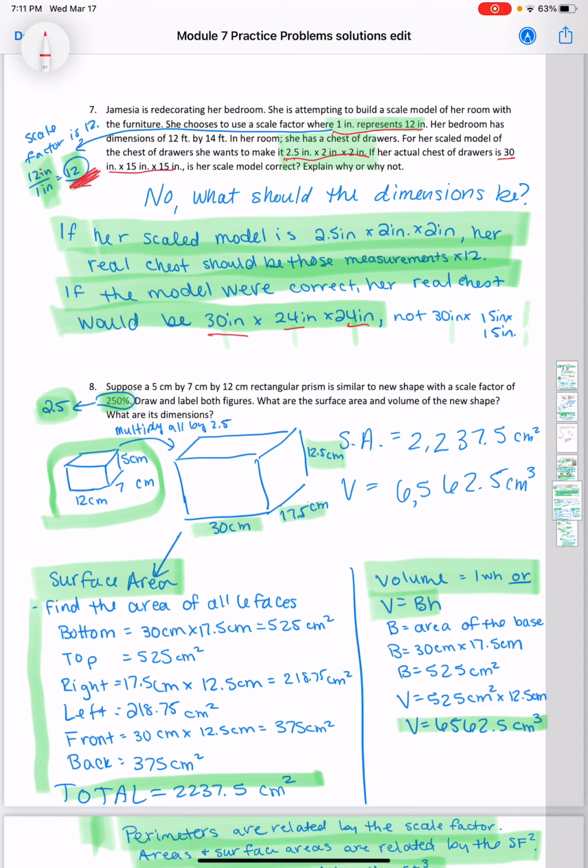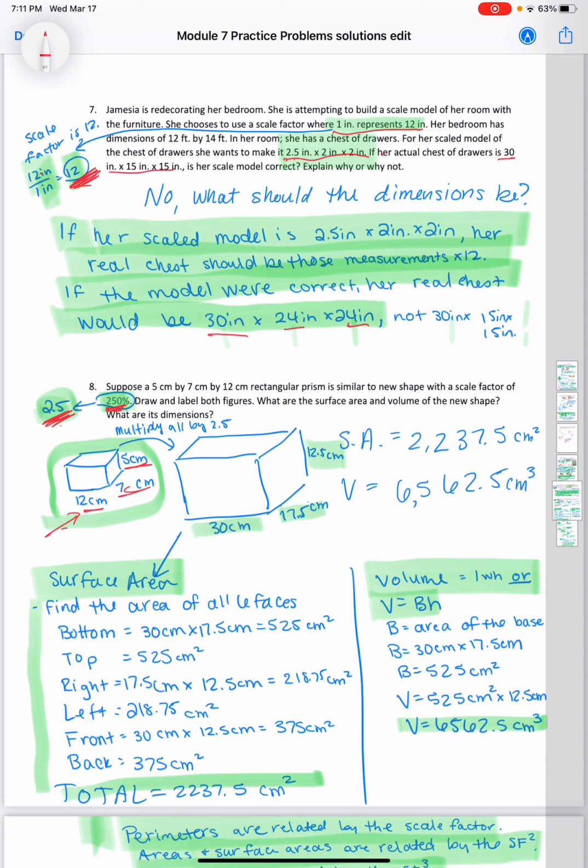For number 8, the part that finds the surface area and the volume, those should be reviewed from modules 5 and 6. But as far as drawing the drawing, here is what the smaller rectangular prism might look like. Okay. And to get the bigger one, we can multiply each side length, each dimension, by the scale factor. It might be easier to think of this 250% as 2 5/10 or 2.5. Remember, percent means per 100. So I can divide 250 by 100 to get the numerical scale factor there.